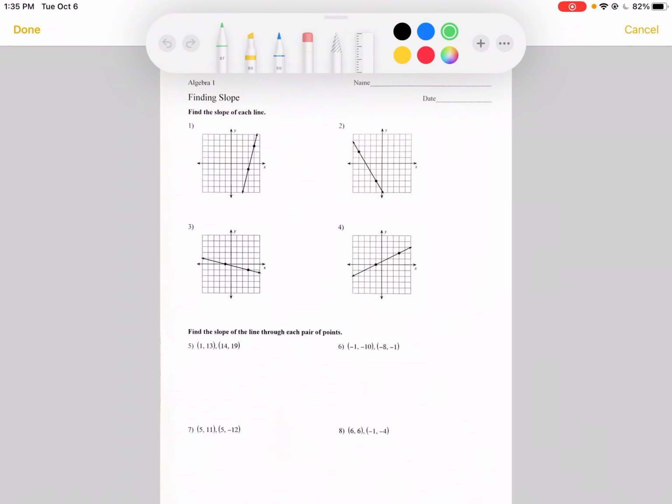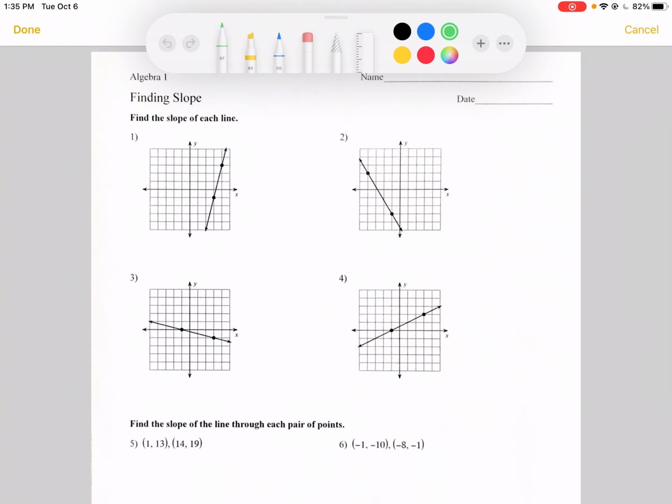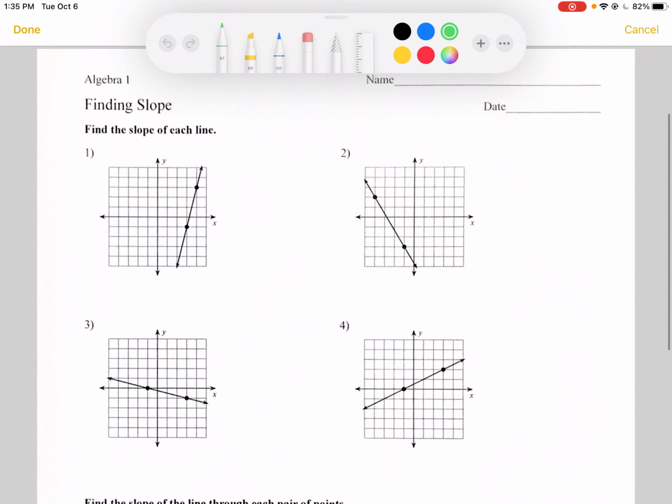Alright, so I want to just talk through some problems here. If you were here yesterday for the slope introduction, this should seem familiar, but if not, then this will help you get caught up, hopefully.